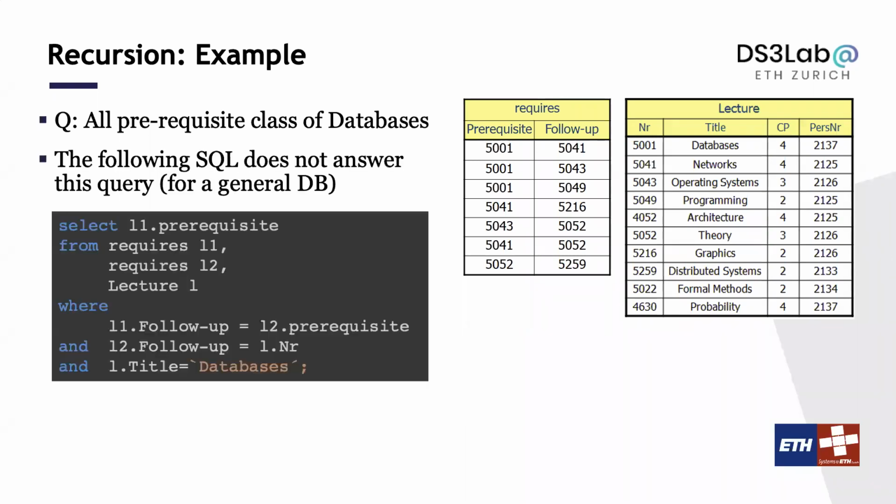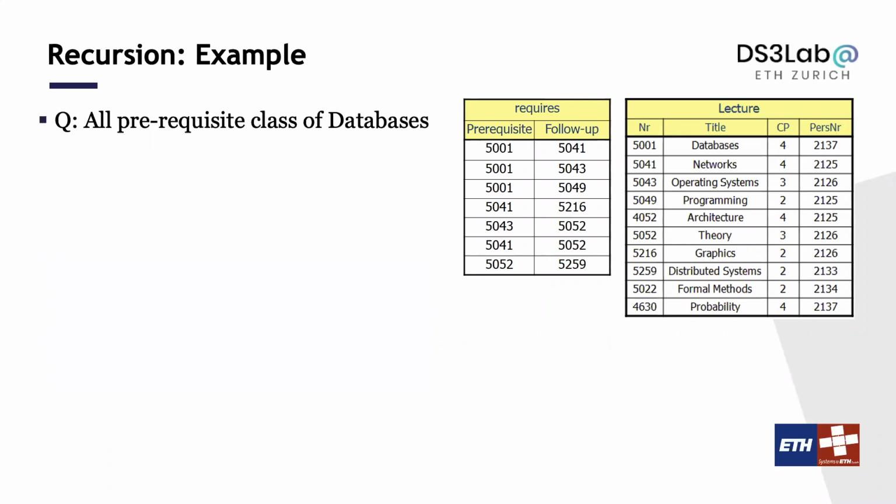First, this query is not the way to answer this. In this query, I could essentially join requires with requires and lecture. I do a selection on lecture to give me essentially the database course, and then I join the requires relation twice. In this case, clearly it doesn't give you that, because it only gives you the second level prerequisite of database. So if you write a SQL query like this, clearly it will not answer your query. So what can we do?